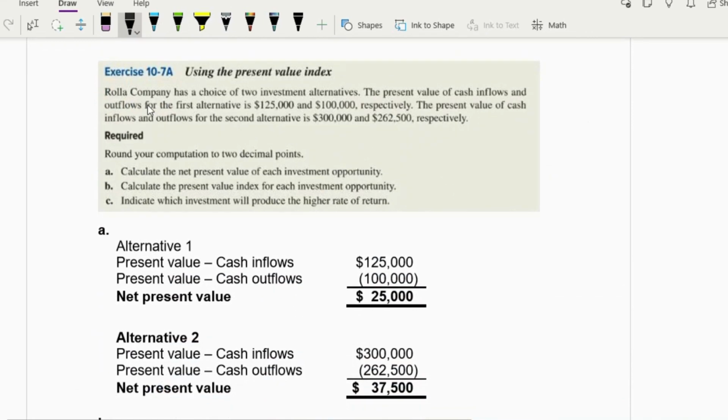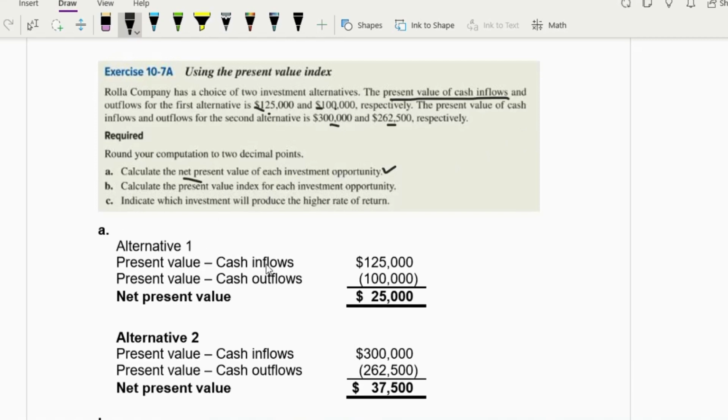Moving on to the next question, Rolla Company has a choice of 2 investment alternatives. The present value of cash inflows and outflows for the first alternative is 125,000 and 100,000. So this is inflow and this is outflow. The present value of cash inflow and outflow for the second alternative is 300,000 and 262,500 respectively. They say calculate the net present value of each investment opportunity. Can you see? This is present value, so they already calculated the present values for us. We don't need to. We just need to net them off to calculate the net present value.